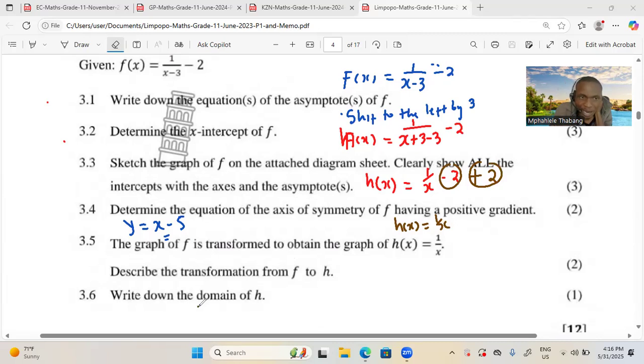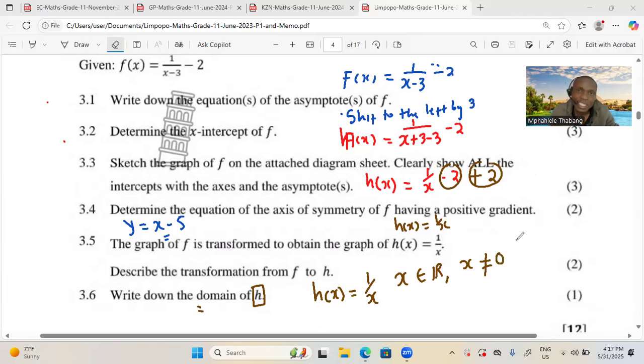3.6 says write down the domain of h. What is the domain of h? If you look at h, h of x is equal to 1 over x. So if they ask you to find the domain of h, you do this. You say x can be any real number, x is an element of the real numbers, but x should not be the x asymptote. So what is the x asymptote? The x asymptote of h of x is 0.